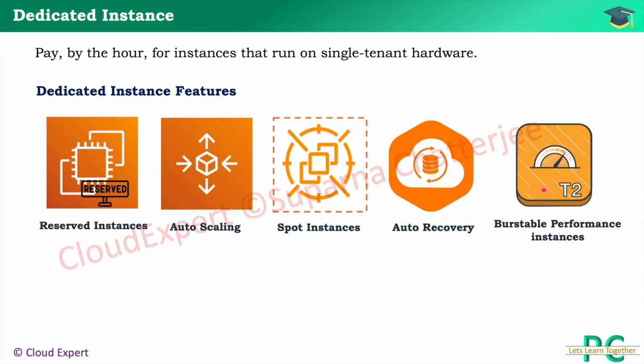Now let's review Dedicated Instance features. First, like normal EC2 instances, you can go for Reserved Instances. You can go for Spot Dedicated Instances also. You have the option to go for auto scaling. If you have a varying workload, then you can go for auto scaling. You can set auto recovery also. Similarly, like normal EC2 instances, you have the option for burstable performance instances.